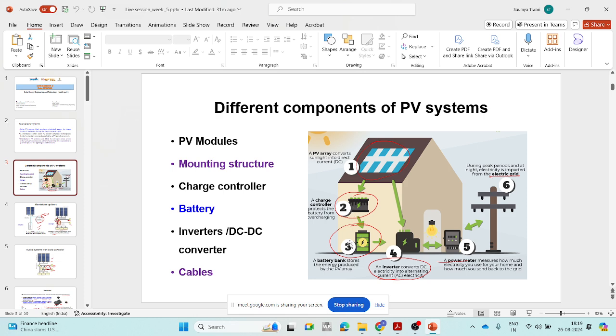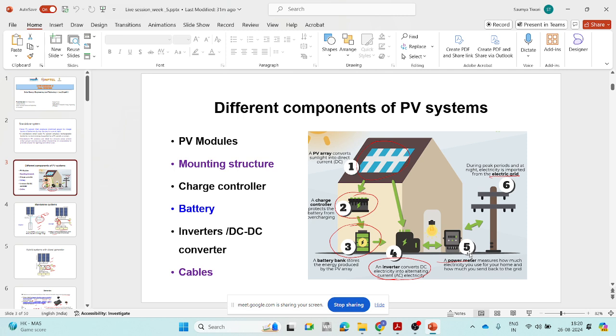Then you have your battery bank, in which whatever energy is generated can be stored for further use. Whenever your load requirement is there, you can get the current from this battery, depending on whether you are going for a DC load or AC load. If it is a DC load, then you can directly utilize this energy, or if you're going for an AC load, then an inverter is required, which converts DC to AC current, and whatever surplus energy is there can even be sent back to the grid.